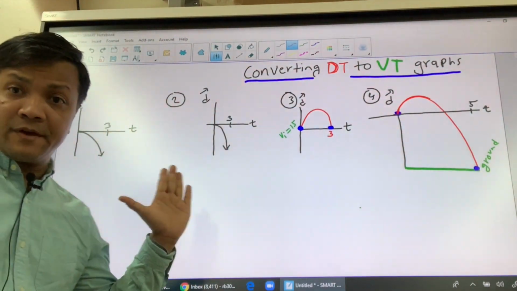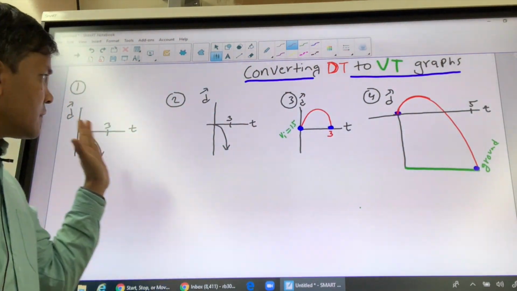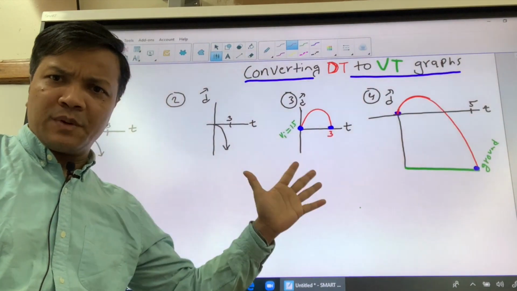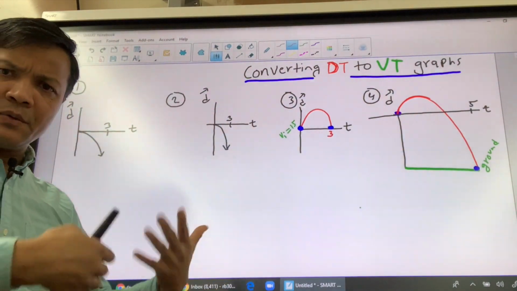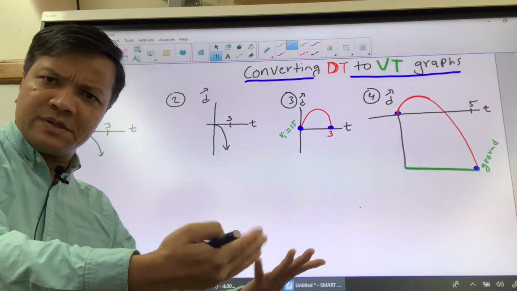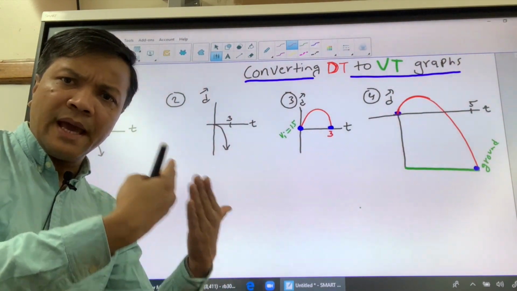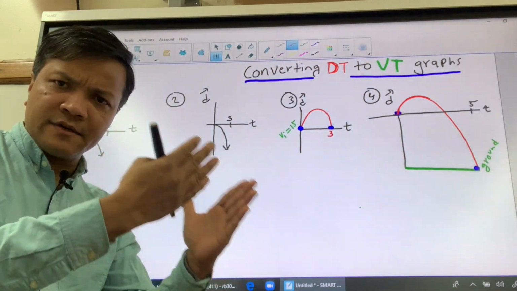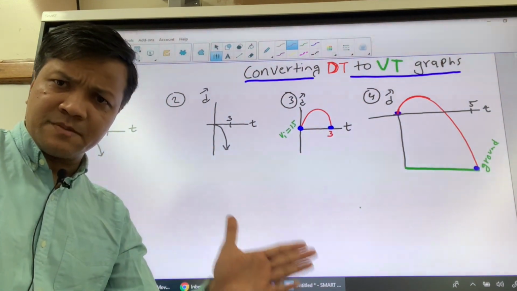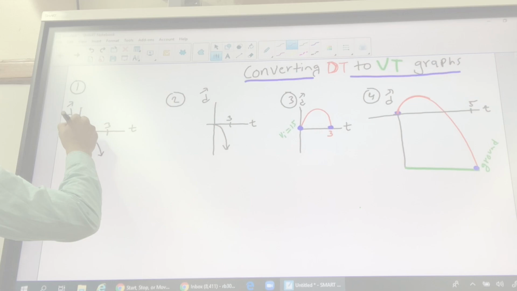So I have four different dt graphs. Number 1, 2, 3, 4, four complicated dt graphs, and I'll teach you how to convert them to vt graphs, and then I'll also show you how to calculate the area under a vt graph, which we call displacement or distance.